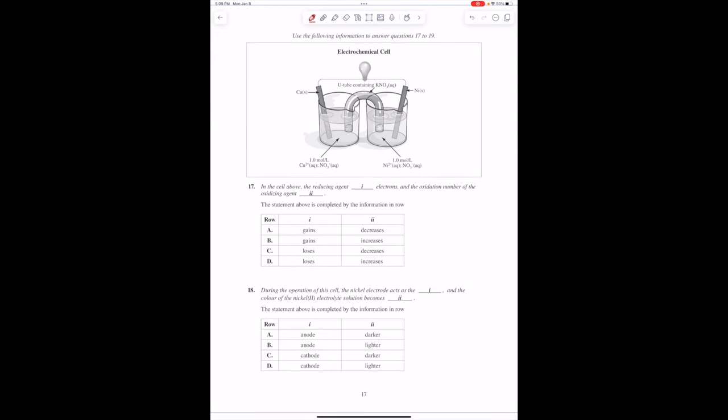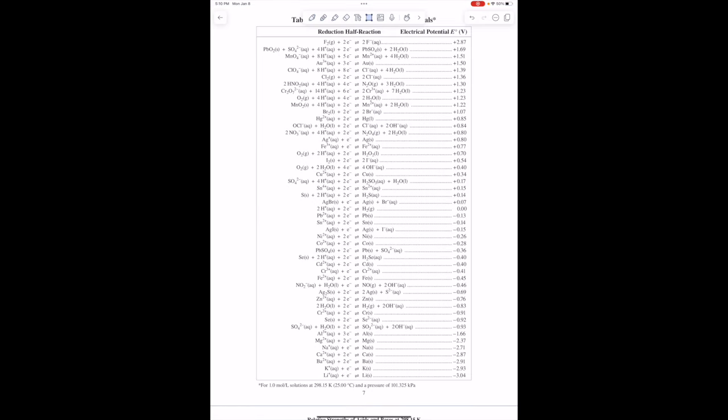Cell questions, okay. In the cell above, the reducing agent, it's going to be loses or gains electrons, and the oxidation number of the oxidizing agent increases or decreases. All right. Okay, so I just look at this and I got to go find all these on the chart. So I got copper 2, nickel 2. All right, so let's go find them on the chart. Actually, I don't even have to go look at the chart. I know that Cu2 and Cu are like this on the chart. And then nickel, I think that's going to be below.